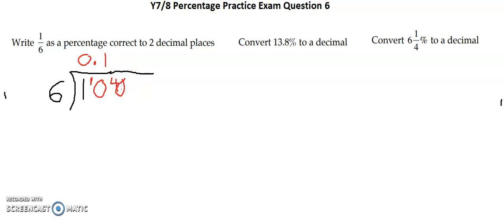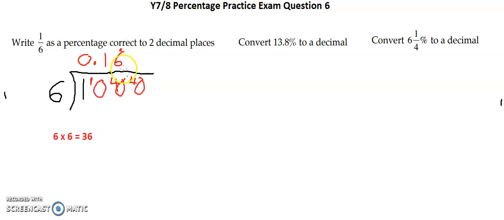How many 6's in 40? Well, I know that 6 times 6 equals 36. So that means there are 6 6's in 40, and I've got, again, 4 left over, and I drop the 0. So it's going to keep on being 4 left over, which means it's going to be 0.16, and 6 is recurring.